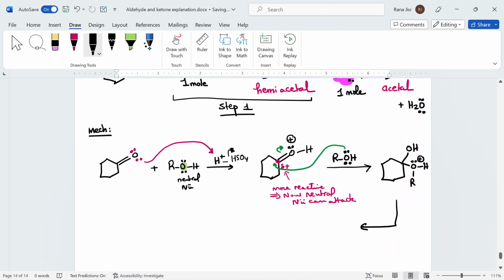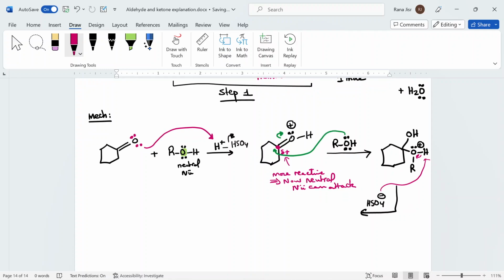Any base in the solution can do the job. Either an HSO4 minus can do the job, or I can simply use another mole of alcohol that can also do the job. Whatever you want. I'm just going to go ahead and use the HSO4 negative because it is a strong base. And that base is going to come, take the hydrogen, form the lone pair on the oxygen. So now I generated the acid back. I generated the H2SO4 back so that I can use it again. So now I'm going to end up getting my hemiacetal.